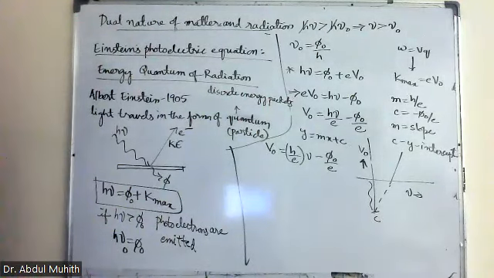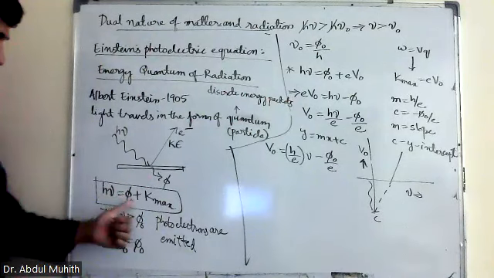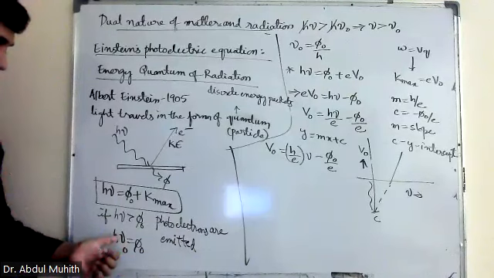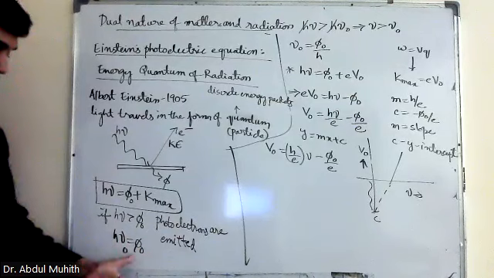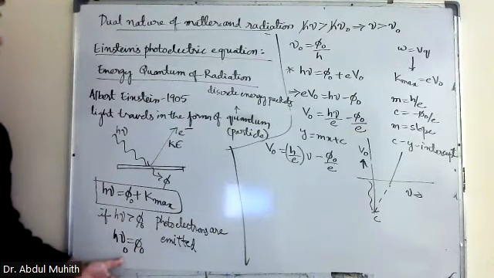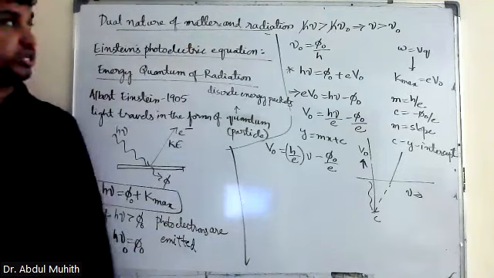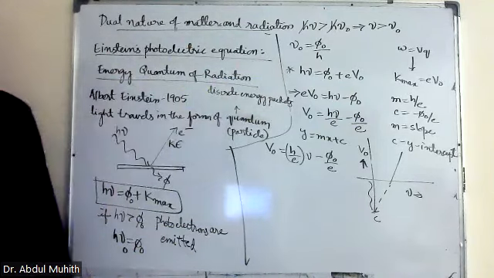Electrons are ejected out. So this is the work function. So h nu is equal to phi 0 plus K max. If h nu is greater than phi 0, then that means what? We also know that the work function is equal to h nu 0. That means this is a threshold frequency. So h nu is greater than h nu 0. H and h will get cancelled. Nu is greater than nu 0. Nu 0 is equal to phi 0 by h.